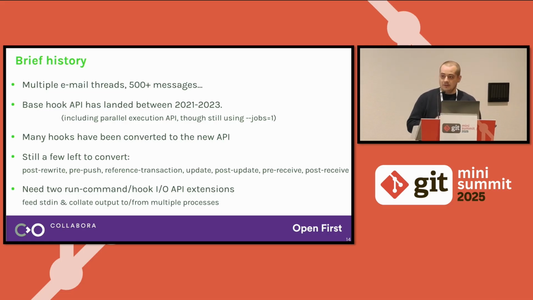And as many of you know, when running processes in parallel, doing input and output with them is hard because you might have races. The output might be mangled between the processes which run in parallel. So you need to collate it. You need to organize the output and print it nicely so you know which hook had which output. So that API is missing, and that will be something which I plan to add.